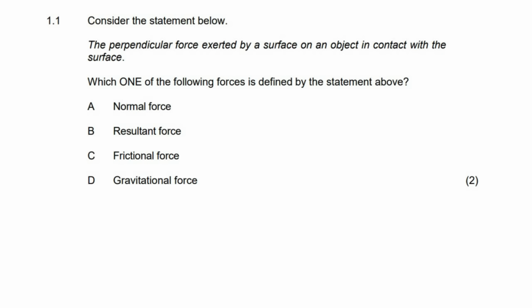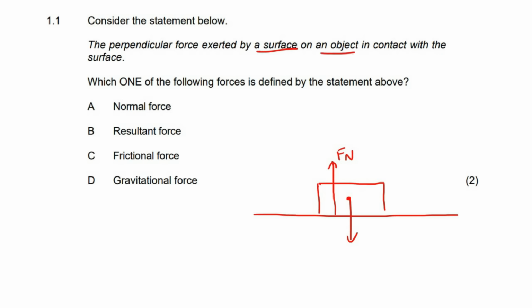Alright, so we know from Newton's laws and things like that, that if you have a surface, so you've got a surface over here, and you've got this object, and if I had to ask you to draw a free body diagram, well, you would say that there's gravity, and then you would also say that there's a normal force. Now, the normal force is the force exerted by the surface on the object. So it says here, the perpendicular force exerted by a surface on the object. So this answer would definitely be A, which is your normal force.